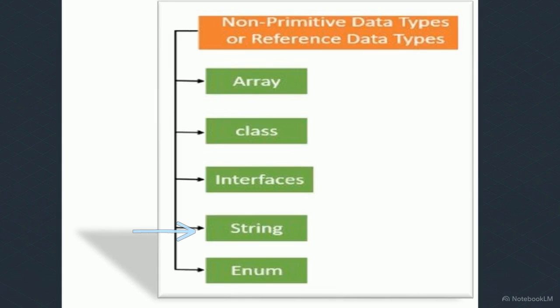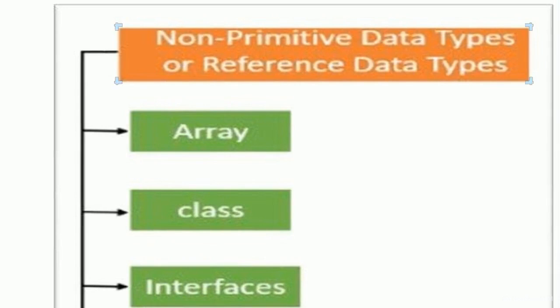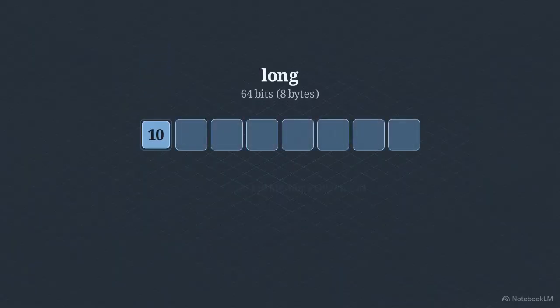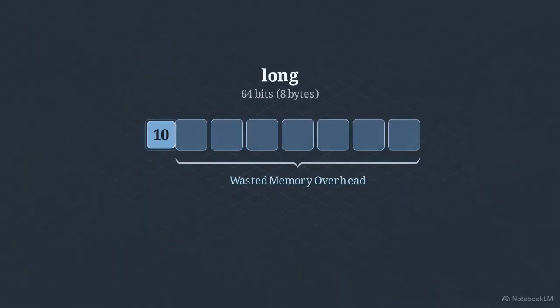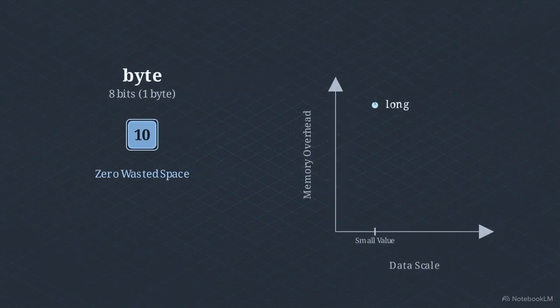Strings belong to the non-primitive or reference types, alongside arrays and classes. Unlike primitives, which hold a raw value, these types point to a specific address in the computer's memory where the data is stored. Choosing the correct data type is about memory efficiency. By matching the size of the container to the actual scale of your data, you ensure your program uses the machine's resources effectively.